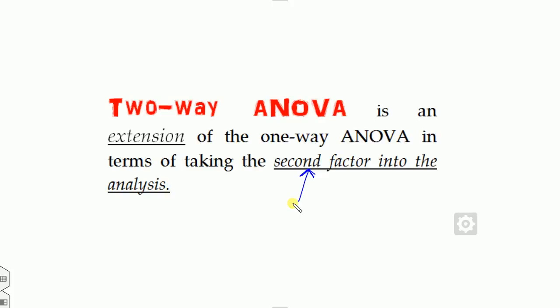So what we have discussed is that in the one-way ANOVA, there is only one factor which plays a crucial role during the analysis of any experiment. And here in this two-way ANOVA, we have considered the second factor also along with the first factor. So I will first recall a few terms associated with these, the factors and levels.